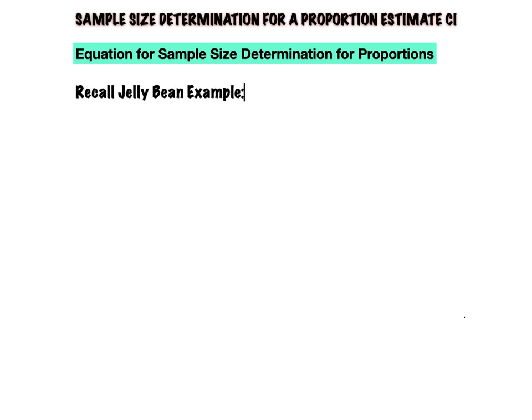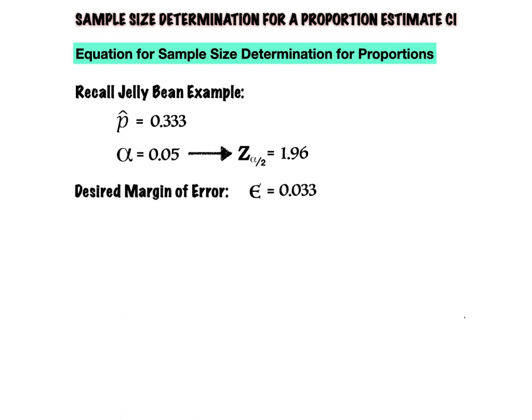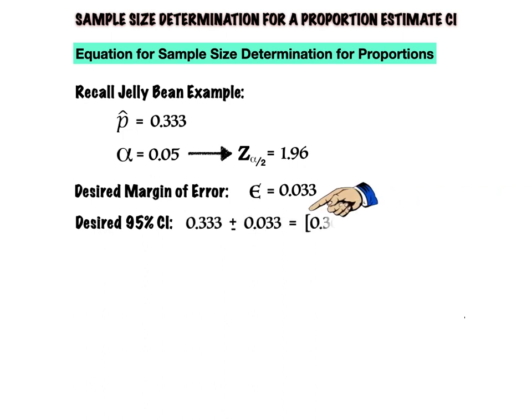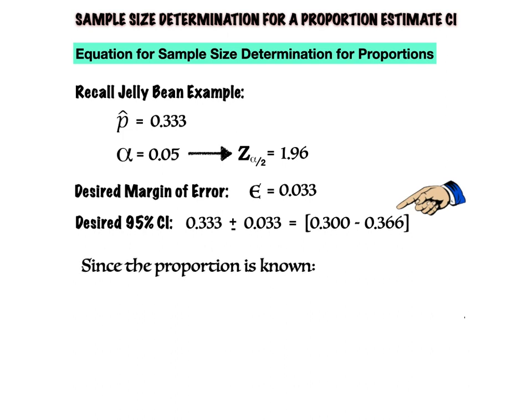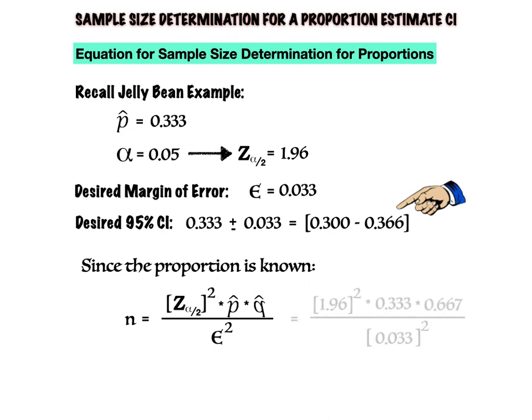Okay, so what's going on with our jelly beans? Let's review our formula values. We have a p hat of 0.333 and an error rate of 5%, which leads to a critical z-score of 1.96. Let's now assume we want a margin of error of 0.033, or 3.3%. This means that we want our 95% confidence interval to range between 0.3 and 0.366. We now are ready to plug in our values into the sample size formula for our desired 95% confidence interval.